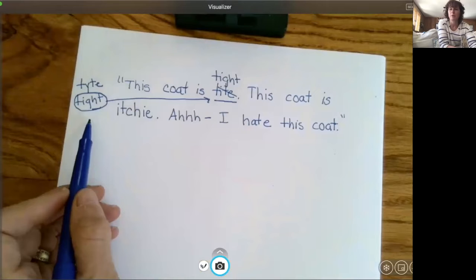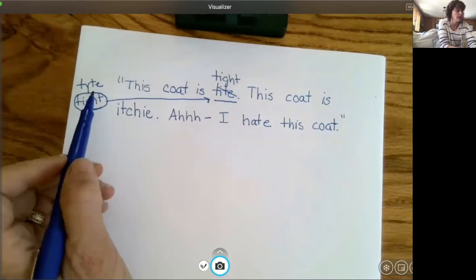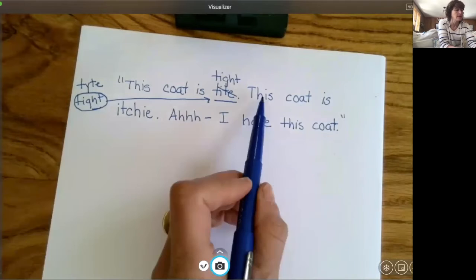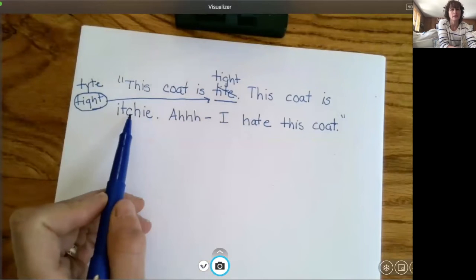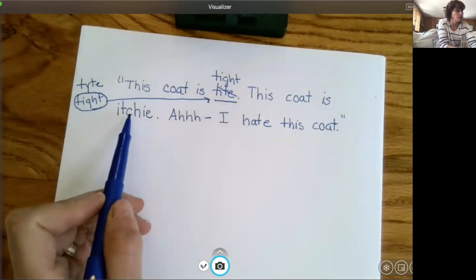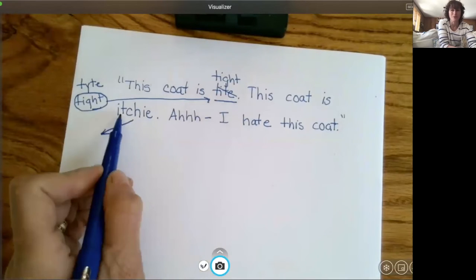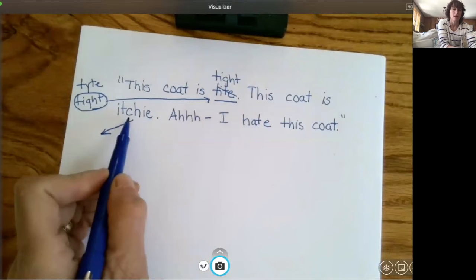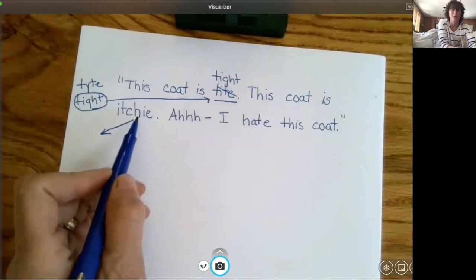So I go through my writing and say, does that look right? And if it doesn't, I try it over here. Let's try it again. This coat is itchy. So itchy, again, doesn't quite look right. So let's try it. So I think the it part looks right and the ch is definitely right, but the E at the end isn't right. And I know IE sometimes says I, right? Itchy, that could work, but it's not quite right here.